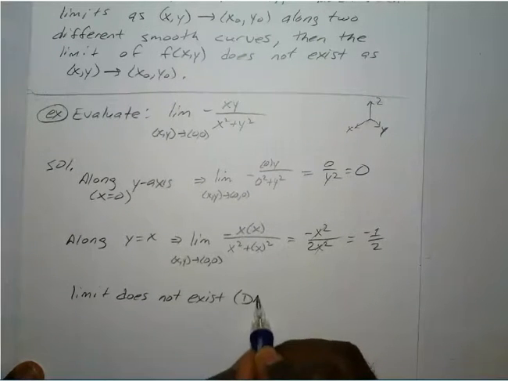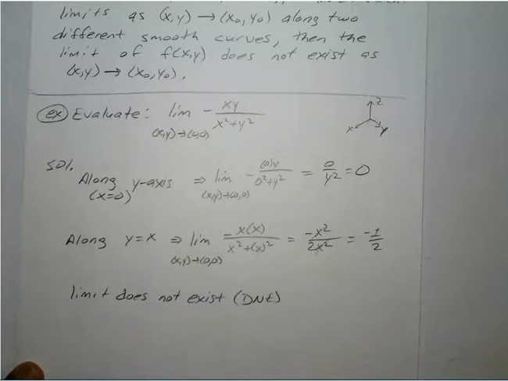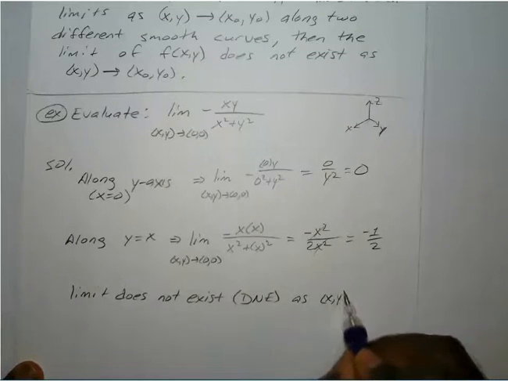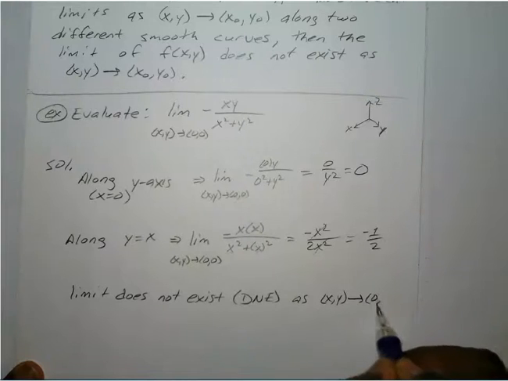Remember, I usually say DNE as x, y approaches 0, 0.